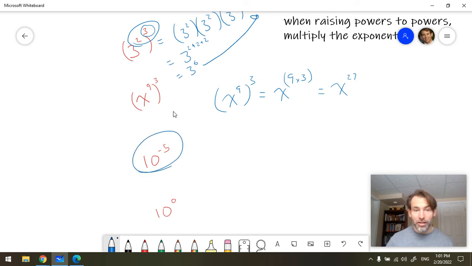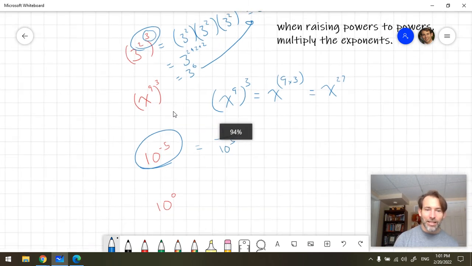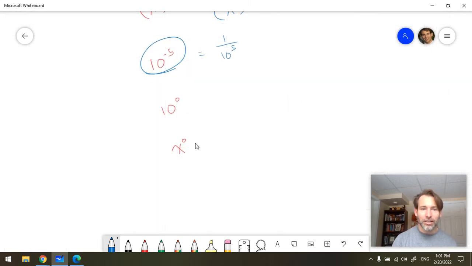10 to the negative 5. Well, that's equal to 1 over 10 to the 5. It just means that's how many times I want you to divide by 10. So put it on the bottom, I'm dividing by 10 that many times. And you'll note that that's how your scientific notation works. That's what's meant by a negative exponent. Just throw the whole thing to the bottom. The sign changes. And then last one, 10 to the 0 or x to the 0.